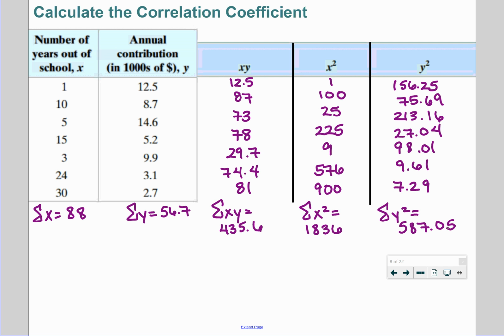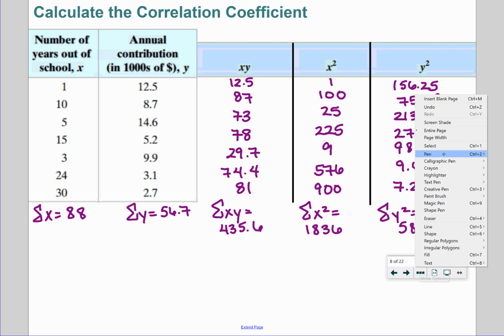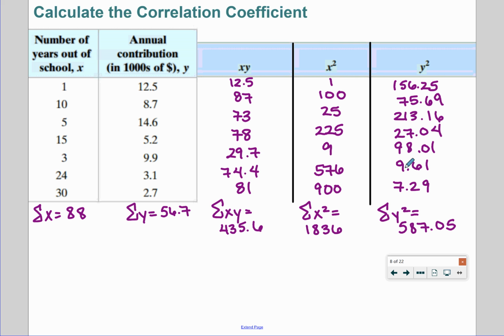What's my n in this problem? So we had 7 points to start. So n is 7. That should be everything you need for the formula then.